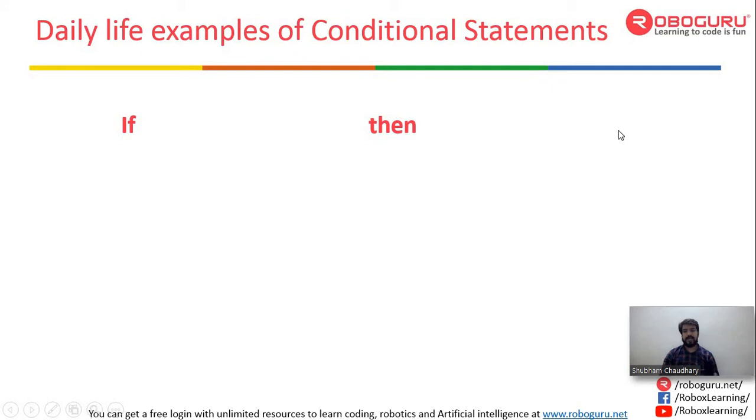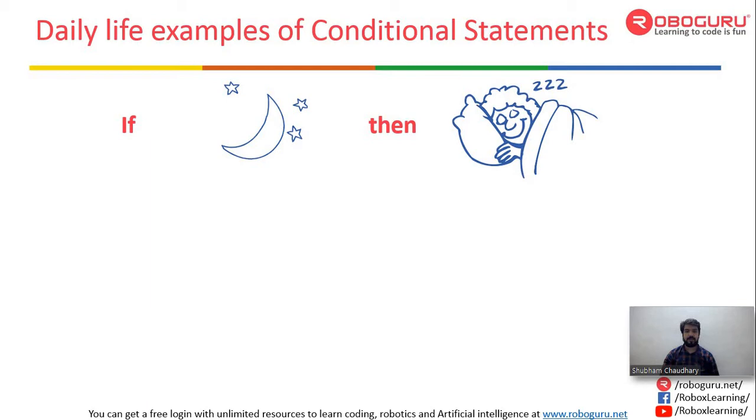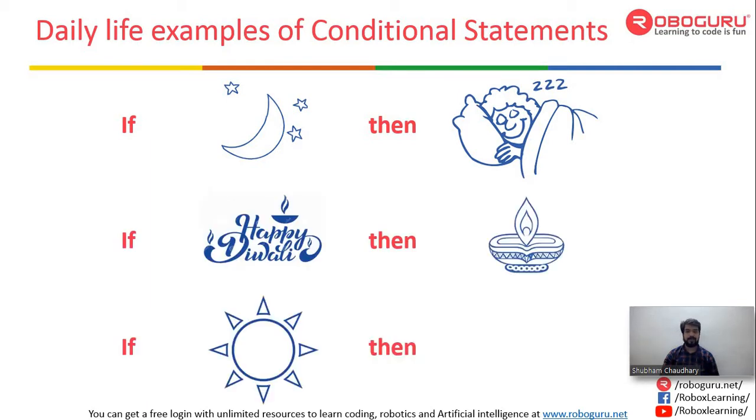So our day-to-day life is also based on a lot of ifs and buts, if or then. For example, if it's night, then you will sleep. If it's Diwali, you will light a diya. If it's hot outside, then you will turn on a fan or an AC. So a lot of our day-to-day life events are based on certain actions, certain events.